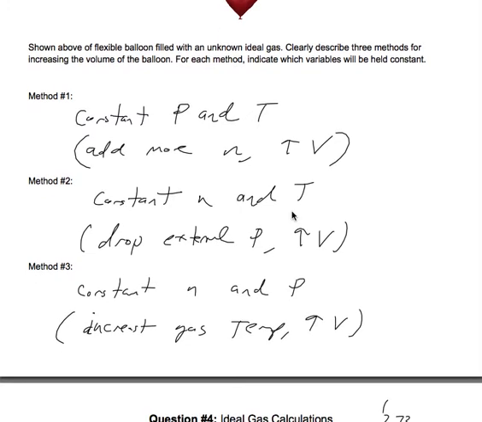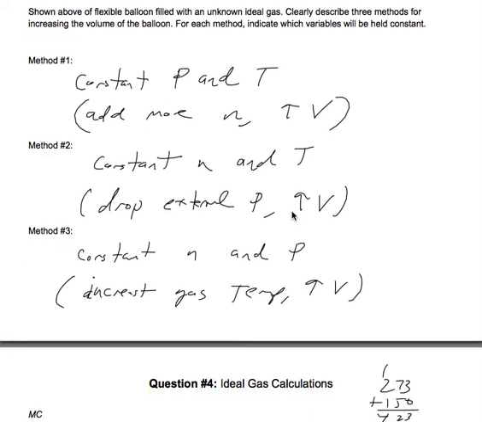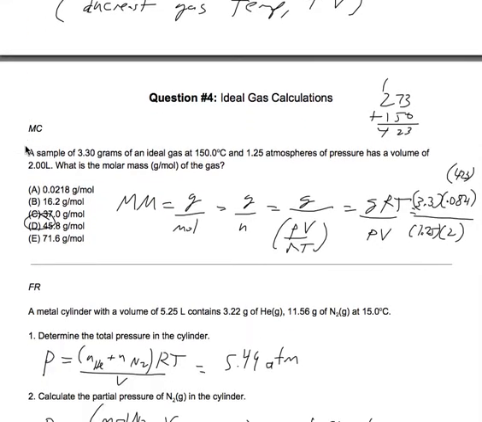Another way is we can keep the moles inside constant and the temperature constant, and we can bring it to a higher elevation like we did in the vacuum chamber. That would drop the external P, which would increase the volume. And the third one, we could keep the moles and pressure constant, keep that balloon flexible, and do like what we do with a hot air balloon. We could increase the external temperature. Only method 2 really leverages that inverse relationship.